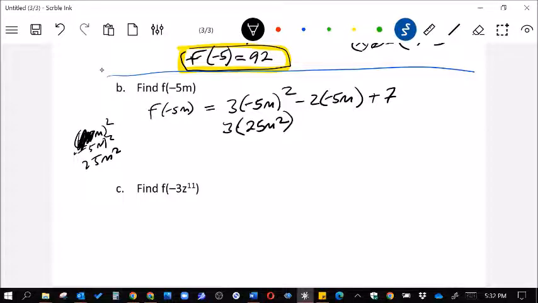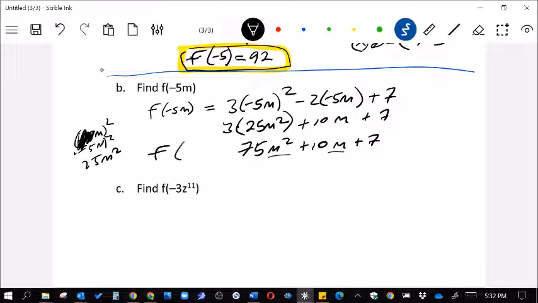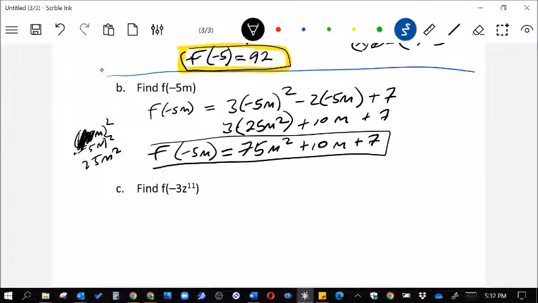Okay, I'll keep it in parentheses temporarily and multiply it. Here, I'm still going to get positives, and I'm going to get 10m plus 7. I'm going to have 75m squared plus 10m plus 7. And I can't combine these like I could on the last one, because now one doesn't have an m in it. And here, these can't be combined because they have different exponents. So that means that the answer is simply 75m squared plus 10m plus 7. Okay, good. Bring that one up.